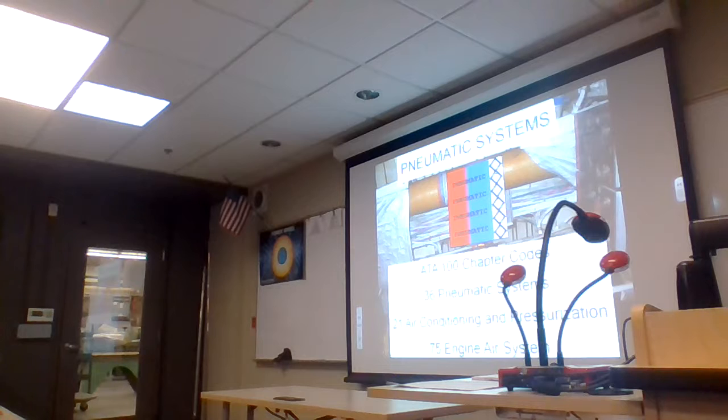All right, I'll let you copy these down. ATA 100 for pneumatic systems, chapter 36. The end users, usually chapter 21 for air conditioning and pressurization. And engine air systems, primarily for cross-bleed and starting, sometimes chapter 75. Remember the coding that I've given you. Usually they'll have a series of interlocking diamonds for pneumatic systems, and the color coding is going to be an off-red with a blue for pneumatics.